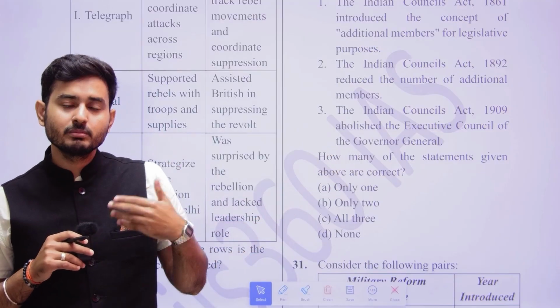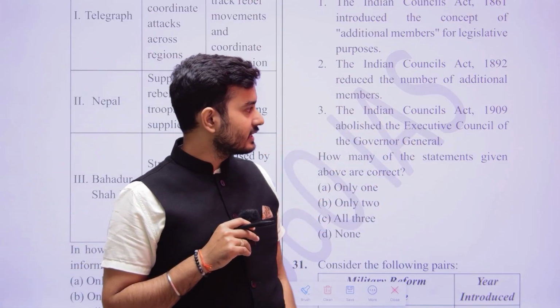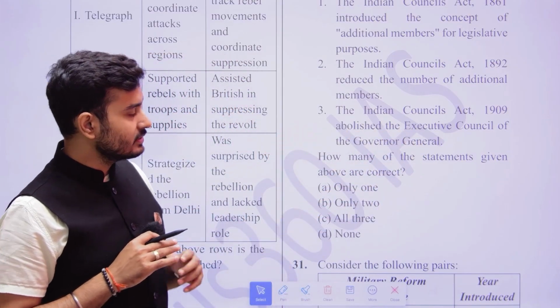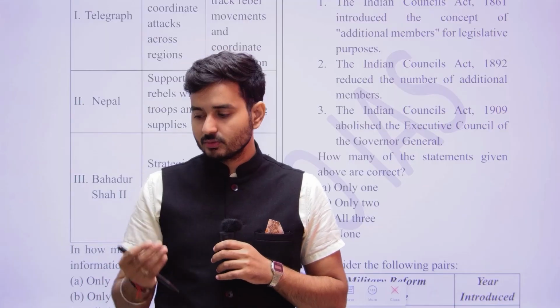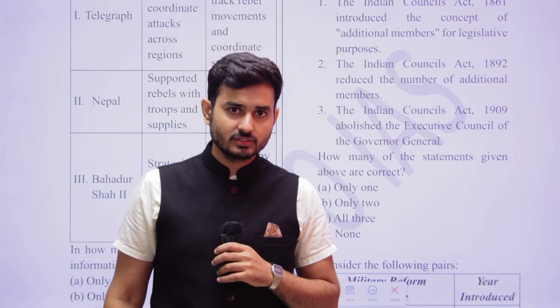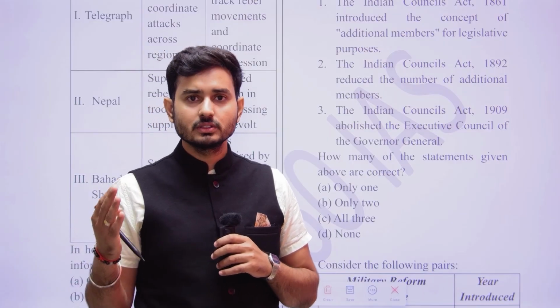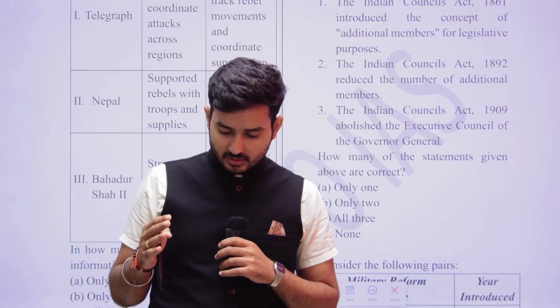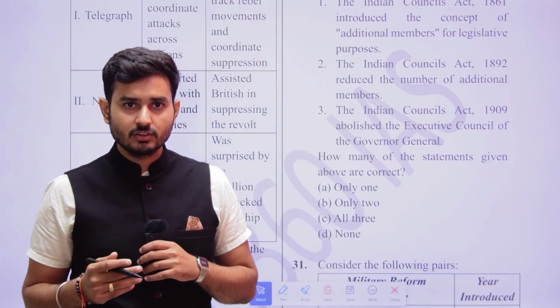No, it would have given more and more powers. It would not have abolished the Executive Council of the Governor General. Why? Because the Governor General had two councils: one was the Legislative Council, and one was the Executive Council. The Legislative Council was meant for what? For lawmaking, and the Executive Council was meant for the implementation of those laws.